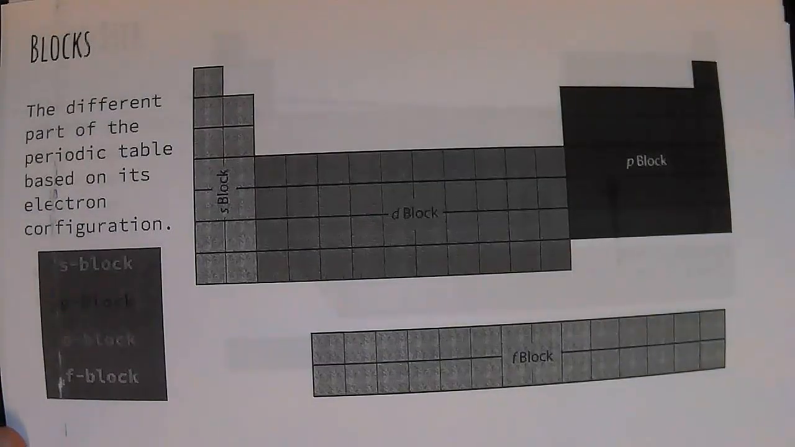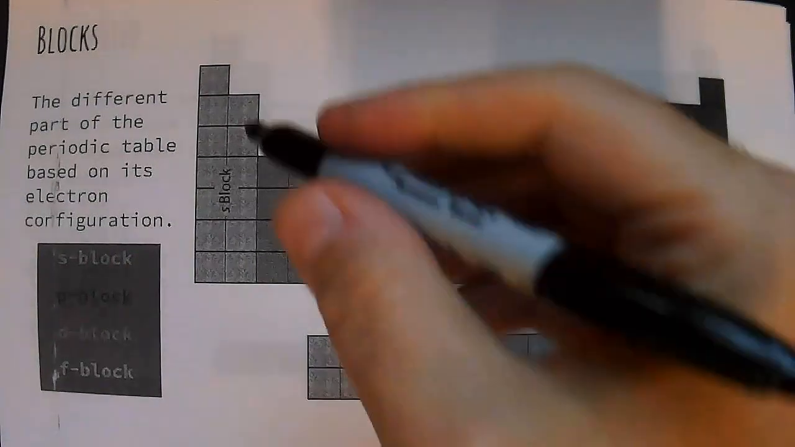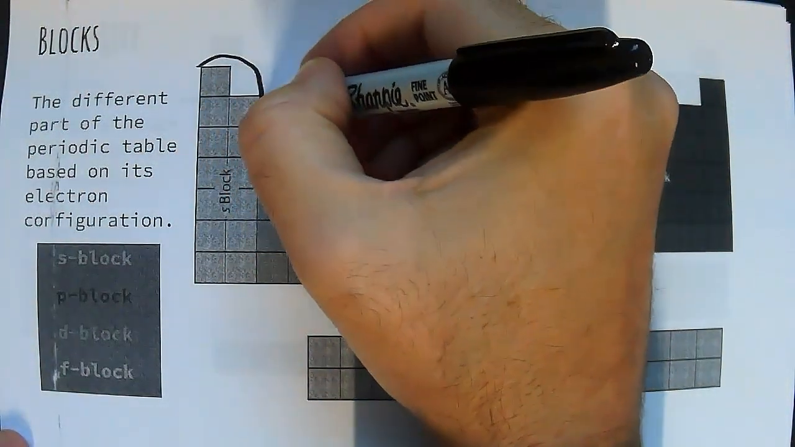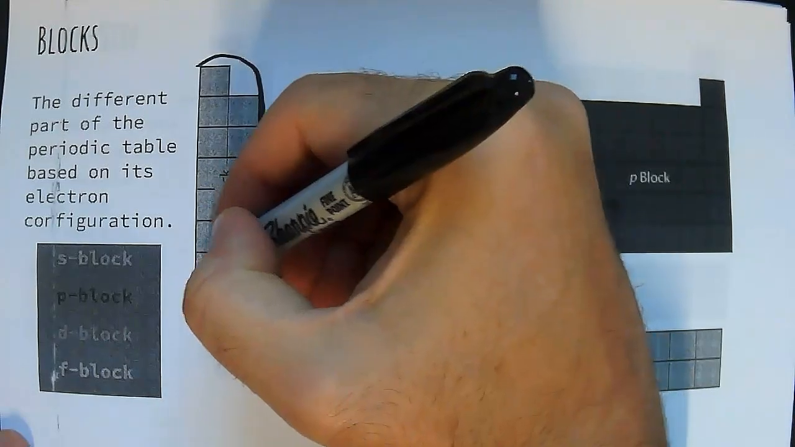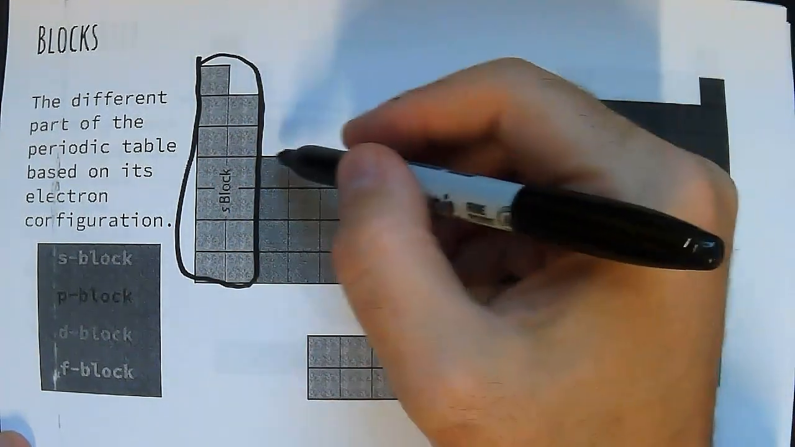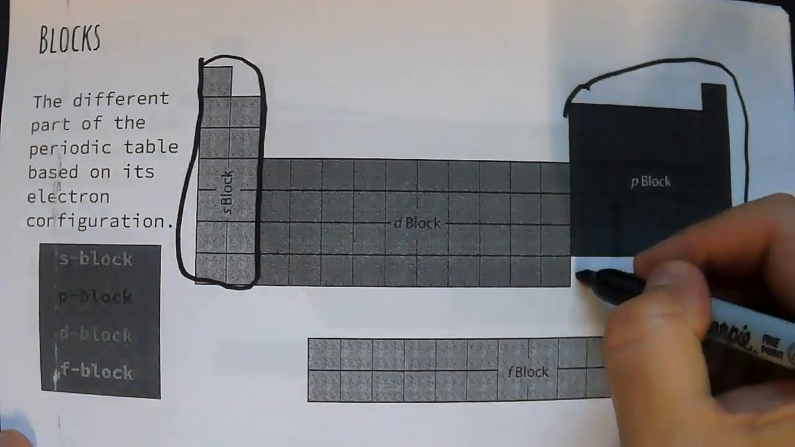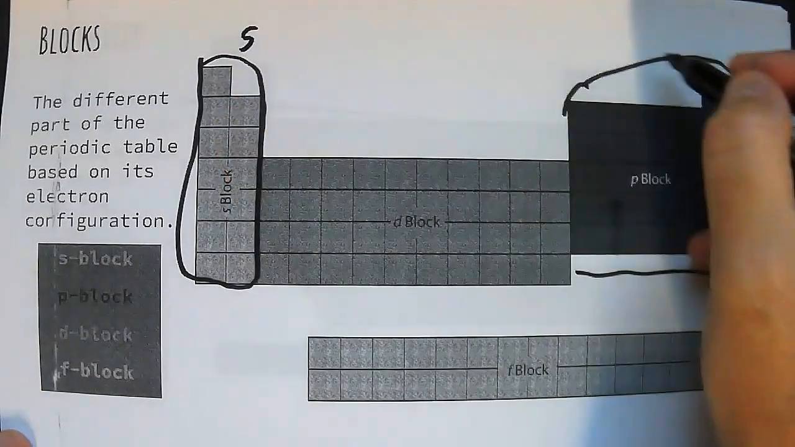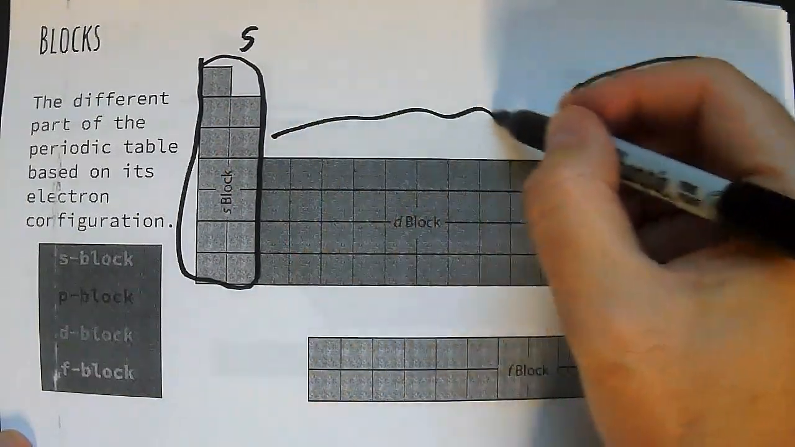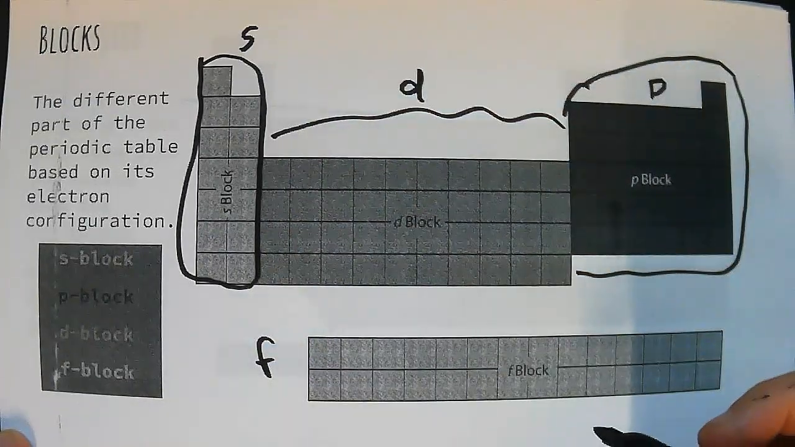Let's go through this here. Blocks. Blocks are big parts of the periodic table. There are 4 blocks on the periodic table. There's this one here, and that's the S block. Then there's this one over here, that's the P block. So this is S, this is P. Then there's this one in the middle, which is the D, and this is the F block here.